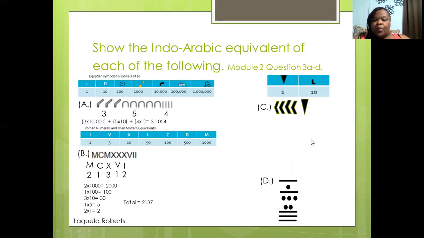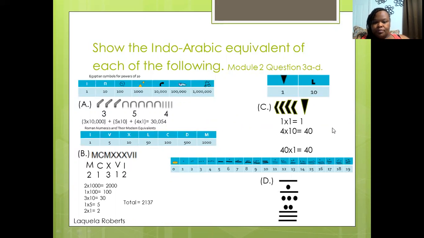C. Here we go. Here's our symbols just like the other one. So we have 1 times 1 equals 1. 4 times 10 equals 40. 40 times 1, so that's going to give us 40. So that one was a little easier. D, we have 5 times 70, 200 equals 3,600. 6 times 360 equals 2,160. 3 times 20 equals 60. 17 times 1 equals 17. So we have a total of 38,237.